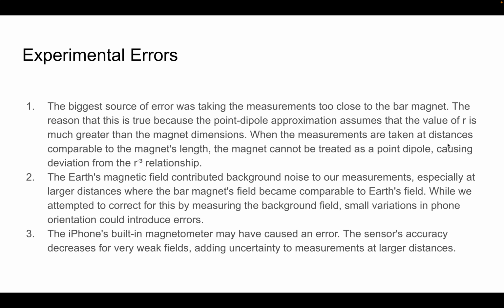Some errors we found were taking measurements too close to the bar magnet. This is an error because the point dipole approximation assumes the value of r is greater than the magnet dimensions. When the measurements are taken at distances comparable to the magnet's length, it can't be treated as a dipole moment. The iPhone's built-in magnetometer may have caused an error. Sensor accuracy decreases for very weak fields, and the magnet wasn't too strong.